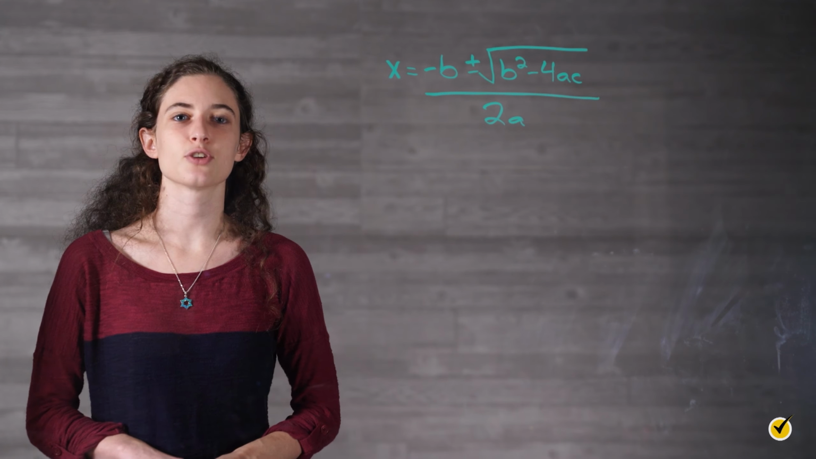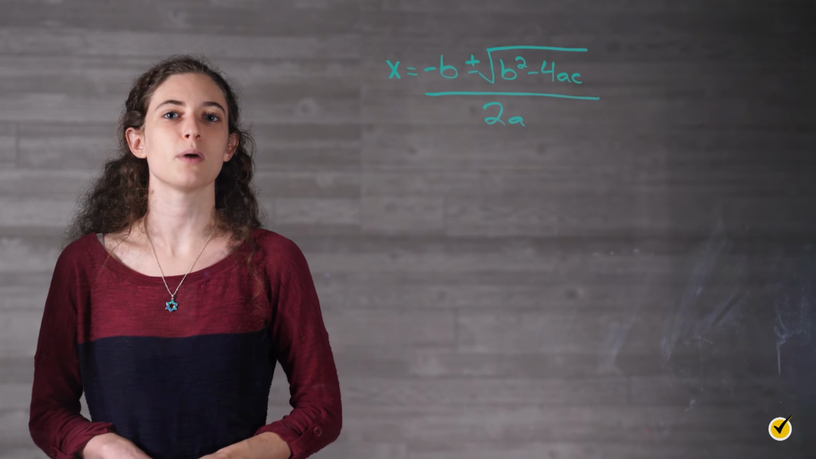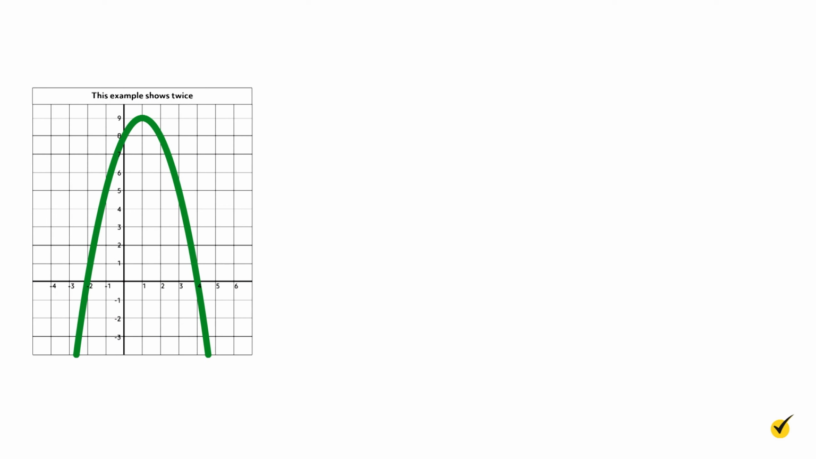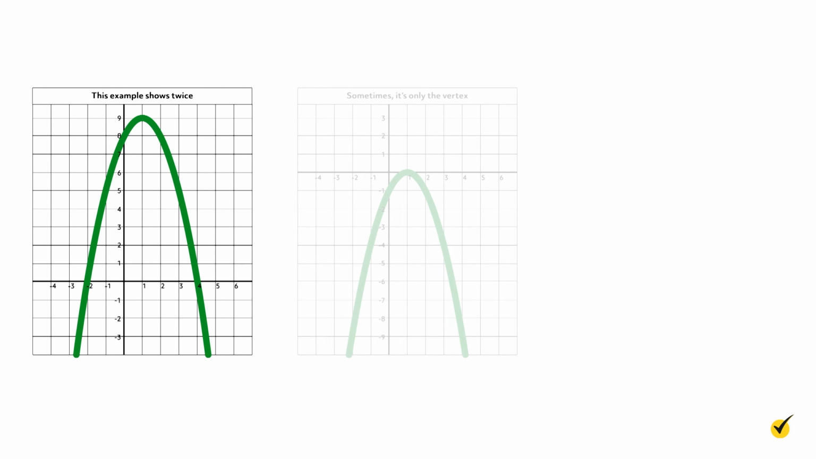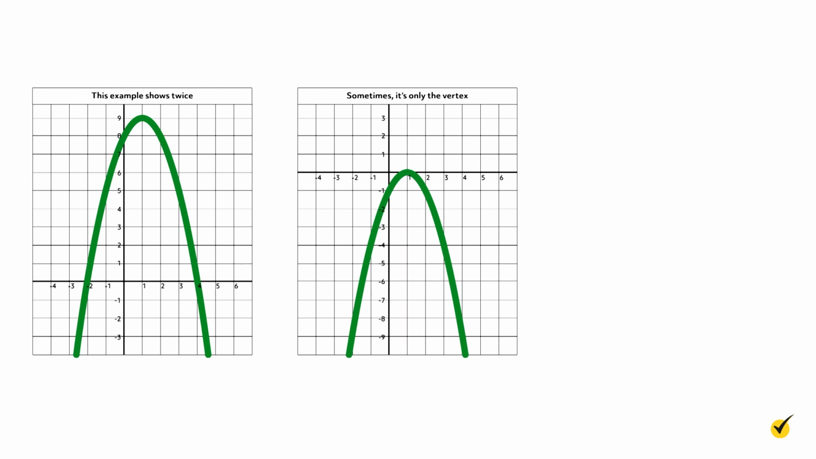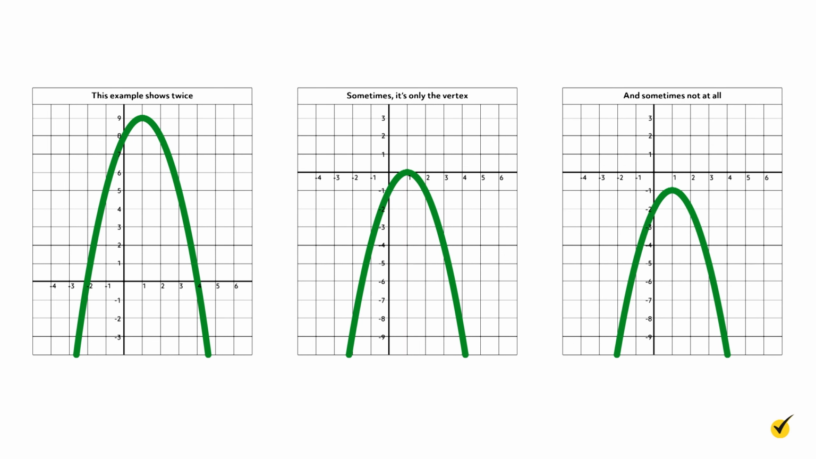Let's take a minute to consider how many times a quadratic function can possibly intersect the x-axis. This example shows twice. Sometimes it's only the vertex, and sometimes not at all. Because of the shape, these are our only choices. In order for a graph like this to intersect the x-axis more than 2 times, it would need to change direction again and thus no longer be a parabola.